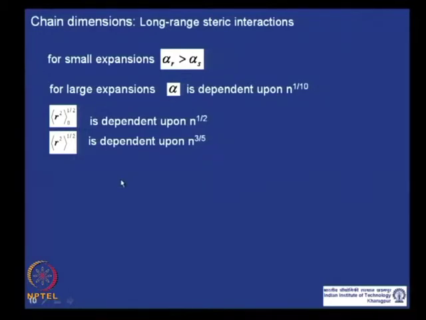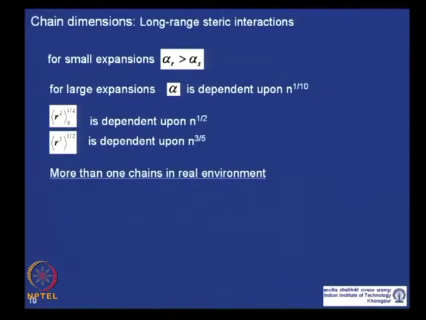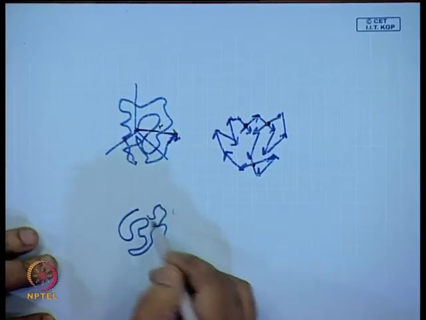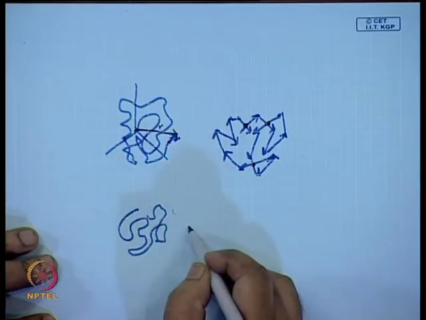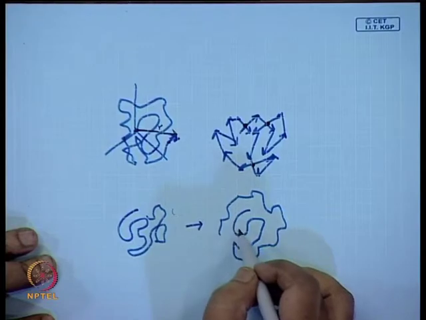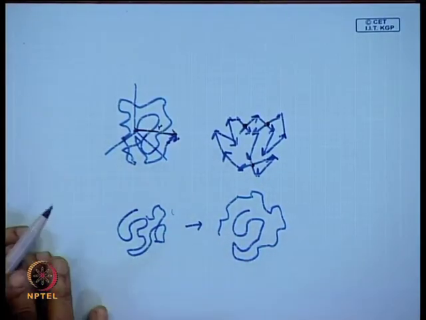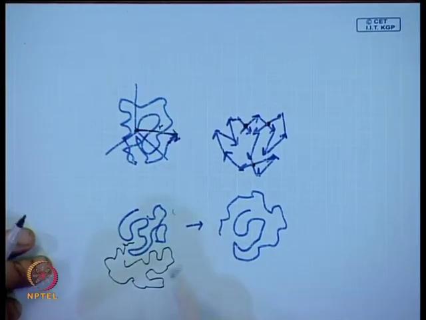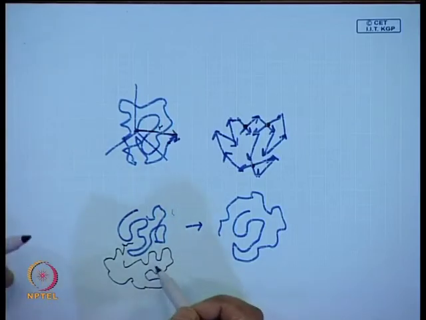Now, what happens when there is more than one chain? In a real scenario, if you are talking about a polymer solution or a polymer melt or a polymer mass, obviously there is no single chain, there are many chains. So, what will happen in that case? Consider that this is the unperturbed dimension, and because of excluded volume it is expanding to avoid all the self intersections. Now, what if there was another polymer here, which is the case in the real world? In the real case there are many polymer chains. So, imagine this is another polymer chain.